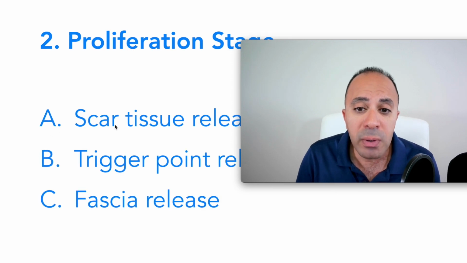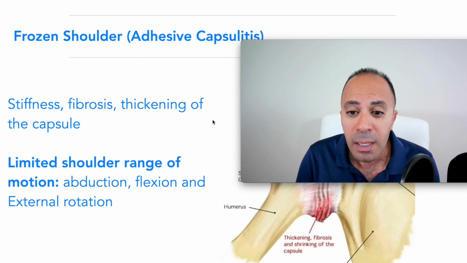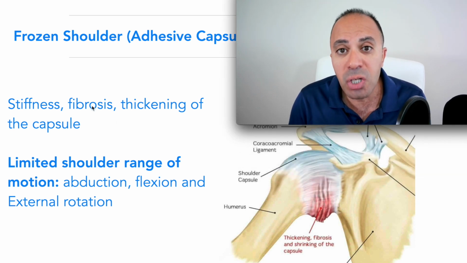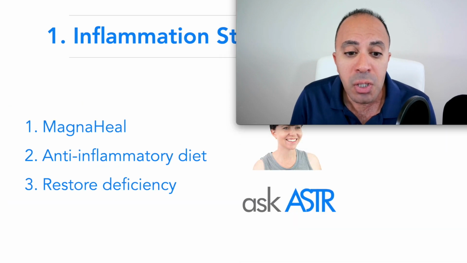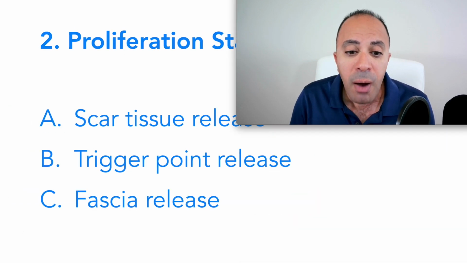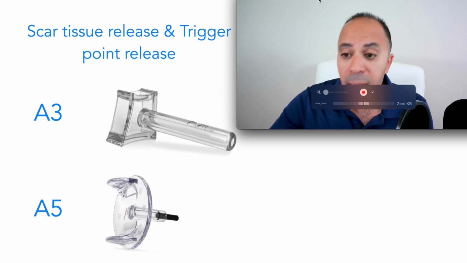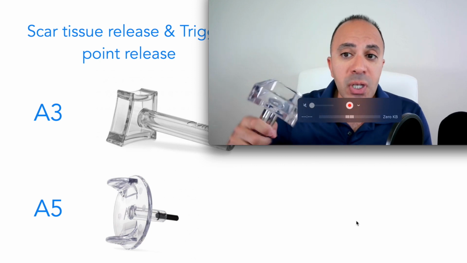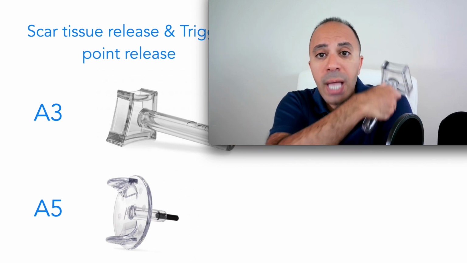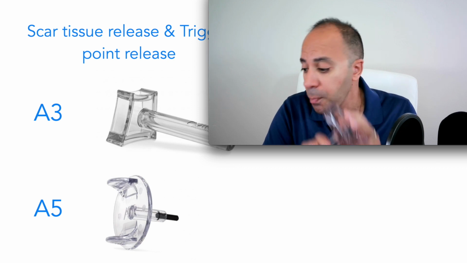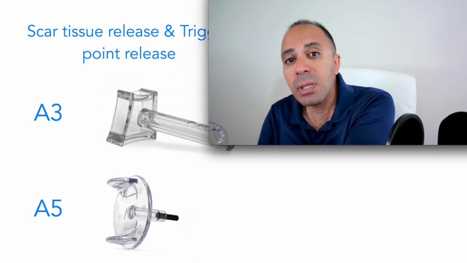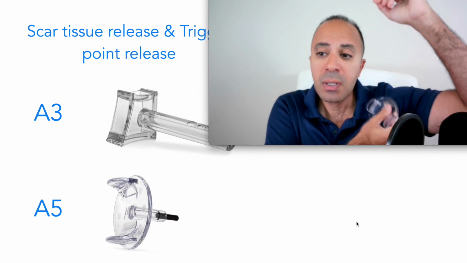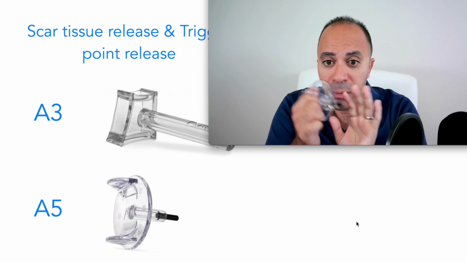We need to address the proliferation stage at the same time, because as we went over, by definition, it's fibrosis. It's scar tissue. We have to break that scar tissue. So what do we do to break the scar tissue? What I do on trigger points, I use the A3 to work on the superficial scar tissue and release it. That's what I personally use, the A3. And I use the A5 to really go deep to break deep adhesions, deep fibrosis. We really can go deep with the A5.